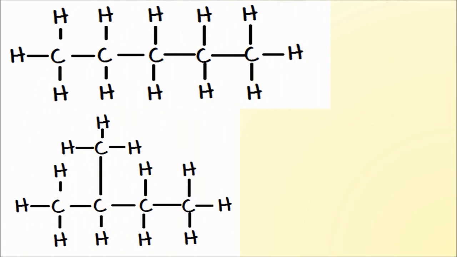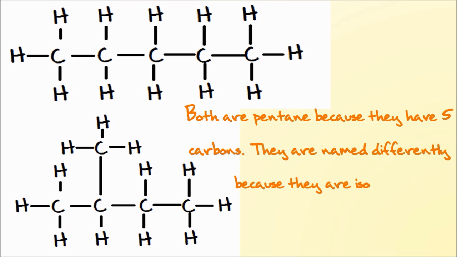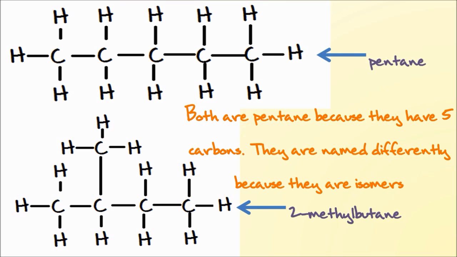So here we have two examples of pentane. They're both pentane because they have 5 carbons, but they're named differently because they're isomers. The first one's pentane and the second one's 2-methylbutane. But you're probably like, wait, you said they're both pentane. Why is the second one named butane and has some funny thing in it? I'm going to explain that right now.